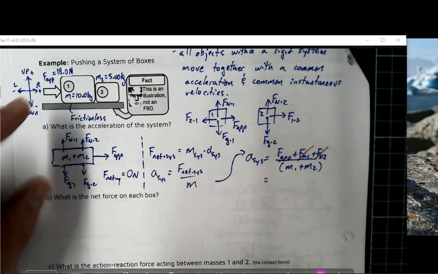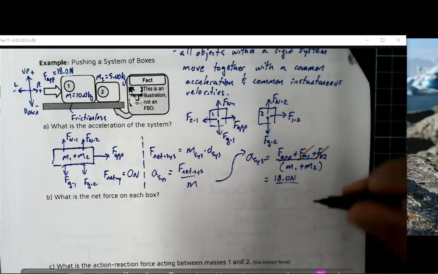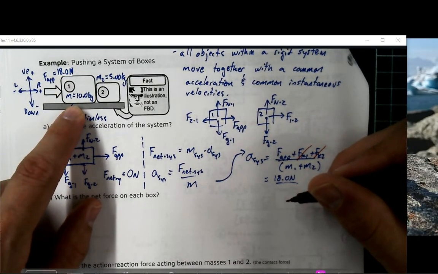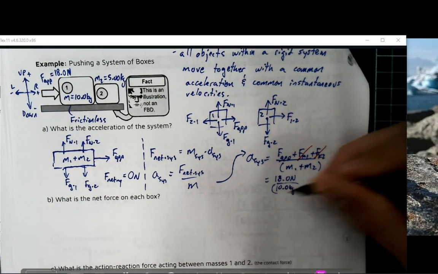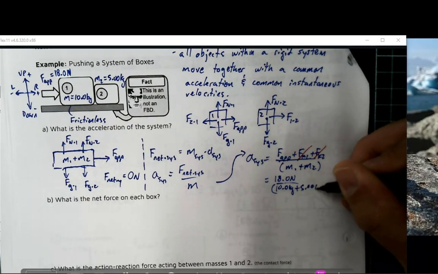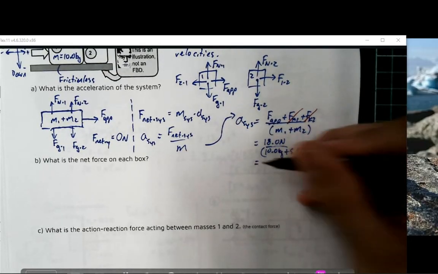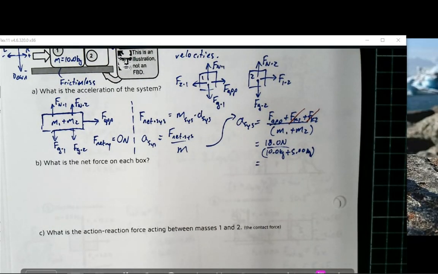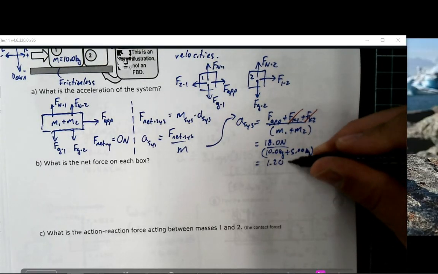Subbing in our values, we've got the F applied 18.0 newtons plus no friction, divided by mass 1 plus mass 2. I'll write it in: 10.0 kilograms plus 5.00 kilograms. I'll put it as a binomial in the denominator. And I think we can just do this as one data entry line in our calculator. What's 18 divided by 15? Nice round number. 1.2? All right. And it's 3 sig figs, right? So we say 1.20 meters per second squared.